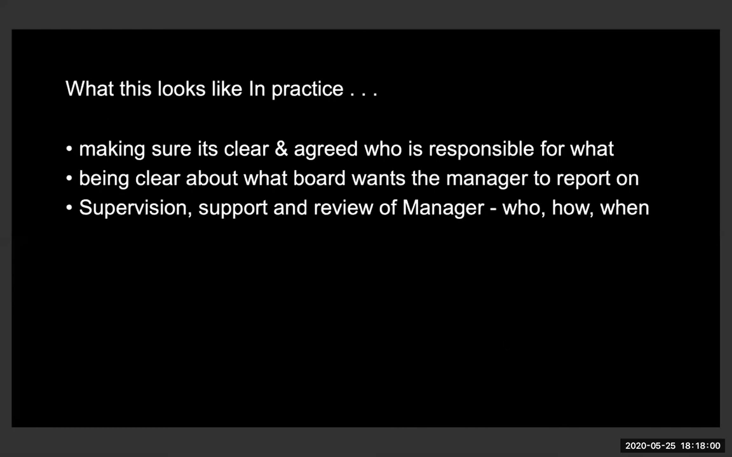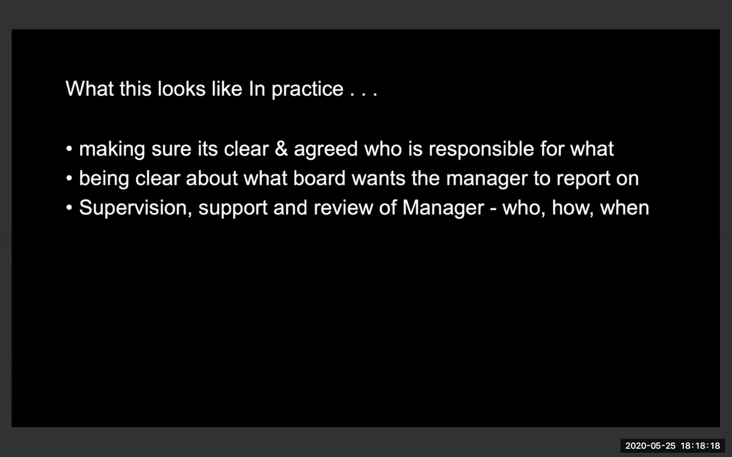So what this delicate dance looks like in practice is making sure that it's clear and agreed who is responsible for what. So it's about knowing where the overlaps are as well. And it's okay to have overlaps, things that you're working on together as a board and staff. It's about being clear what the board wants the manager to report on.